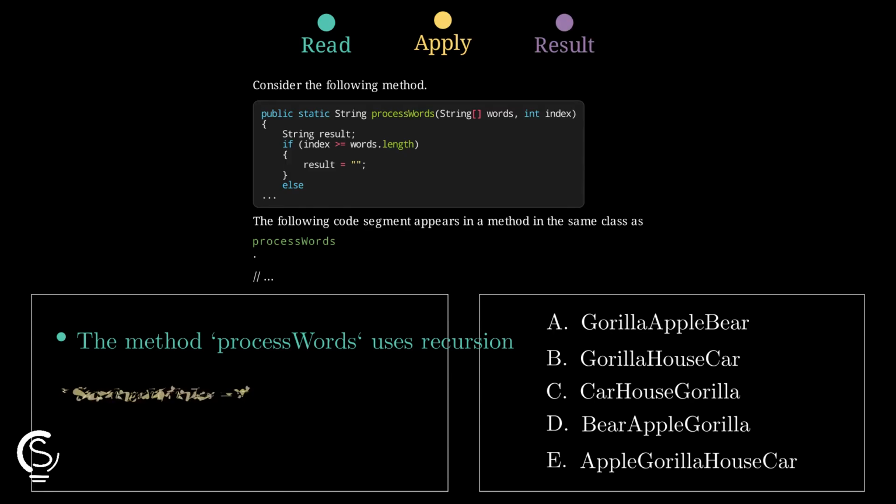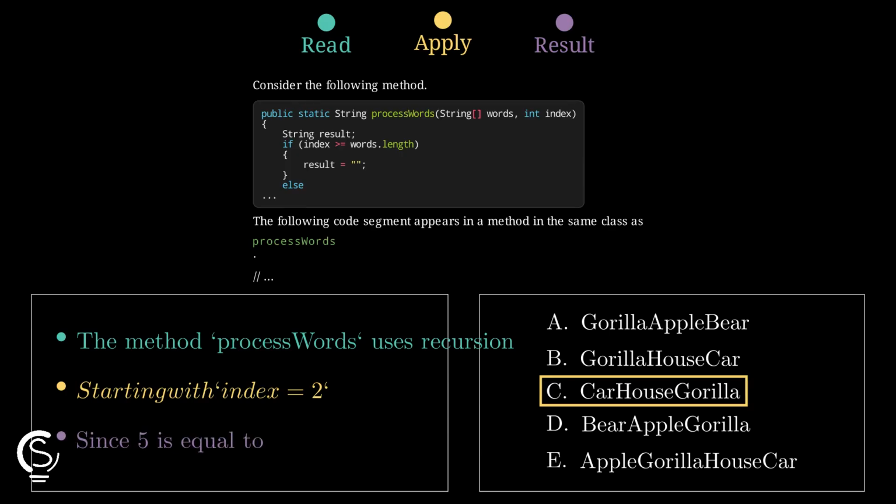Recursive calls occur before adding the current word, so car and house come first. This leads to the correct result, option C.